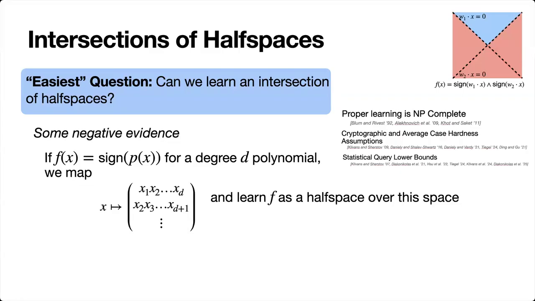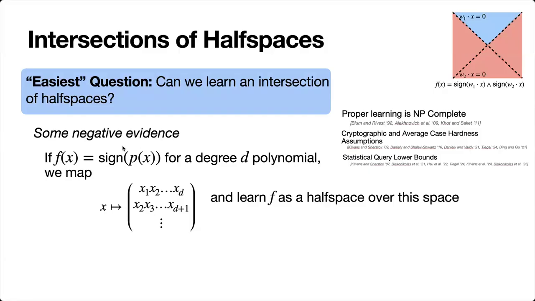Finally, maybe the strongest evidence that we have that this problem is hard is a barrier against a very particular proof approach known as the polynomial method. So what is this method? It says that if every function in your concept class, so for us, this is going to be if every intersection of two half spaces, can be written as the sign of a low degree polynomial, then you can get an efficient learning algorithm.